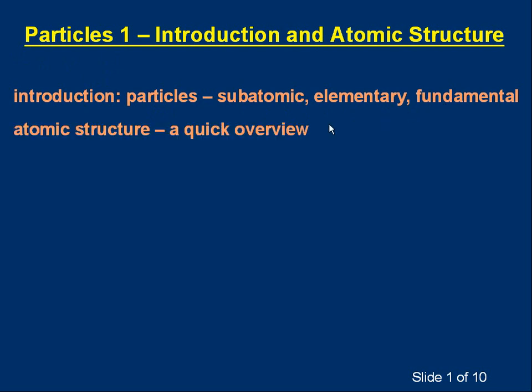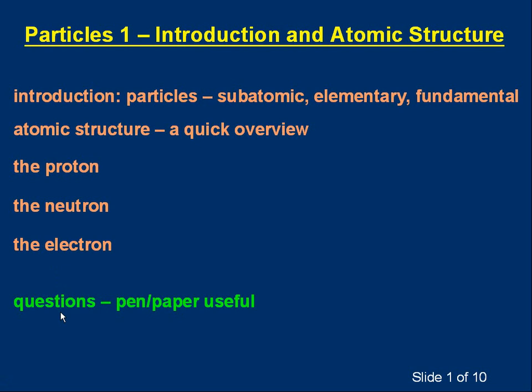Then we can move on to the first main topic, which is a quick overview of atomic structure. That will lead us into introducing the proton, neutron and electron and some of their properties. At the end of the lesson there'll be a few questions for you to try, and you'll find a pen and paper useful for that. So if you want to pause and get them, now is a good time.